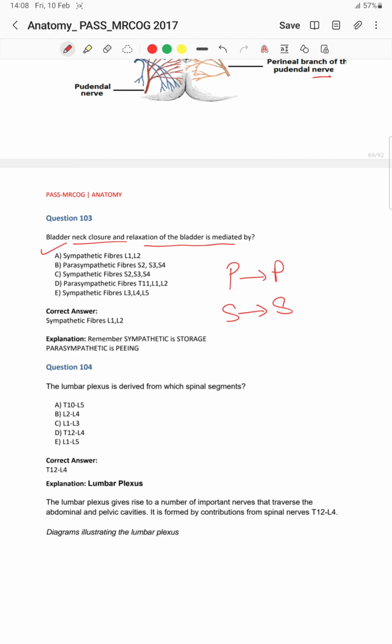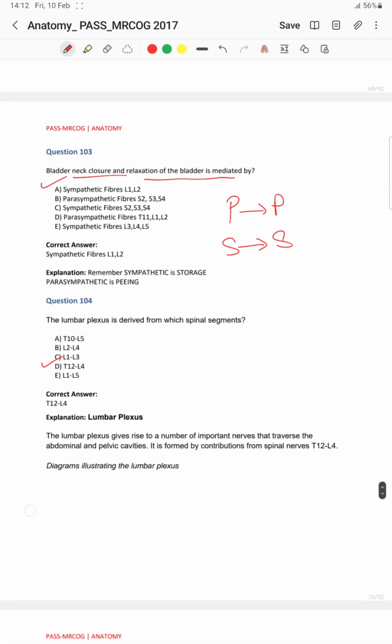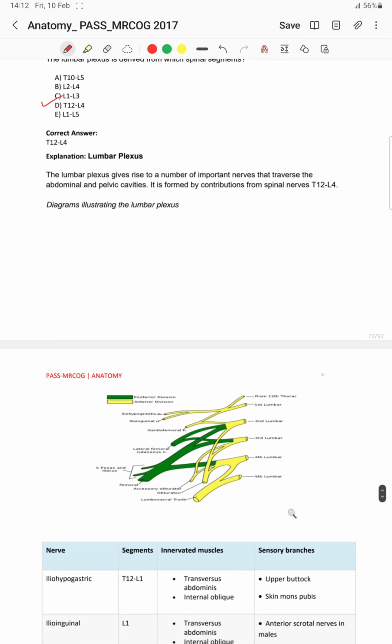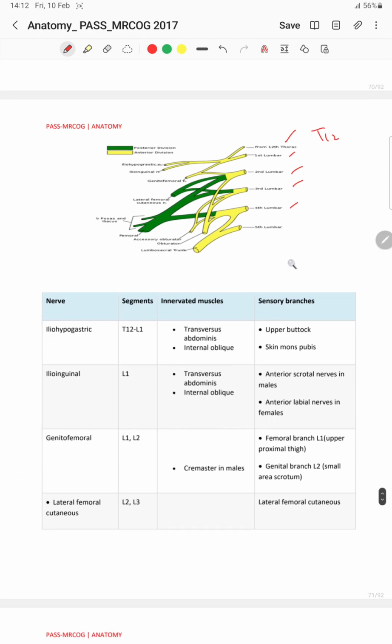Okay, the lumbar plexus is derived from which spinal segment? It is supplied by T12 to L4. The lumbar plexus gives rise to a number of important nerves that traverse the abdomen and the pelvic cavity. It is formed by the contribution from the spinal nerves T12 to L4. This is T12, 1, 2, 3, and 4. And these are the nerves.